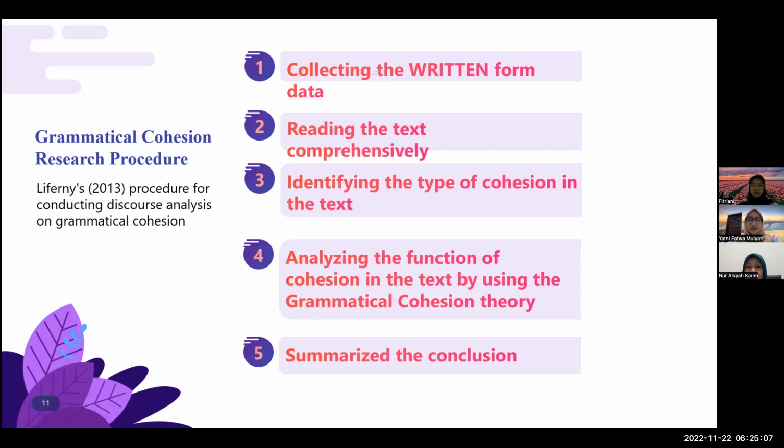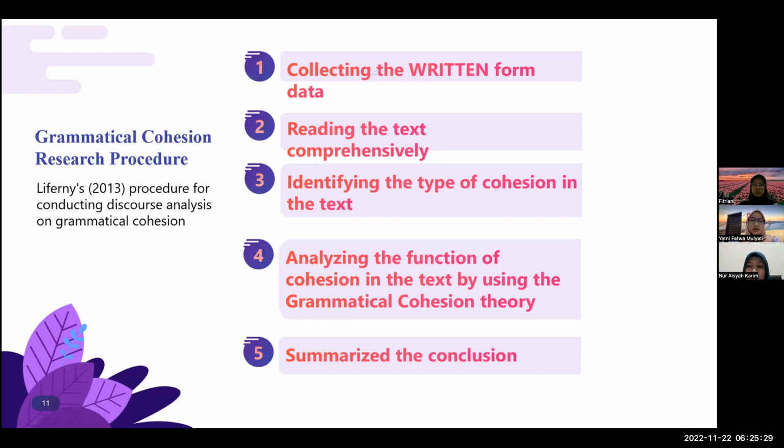Like what Fitriani mentioned, there are kinds of grammatical cohesion like conjunction, ellipsis, and so on. Then number 4 is analyzing the function of cohesion in the text by using the grammatical cohesion theory, and then the last is summarizing the conclusion.